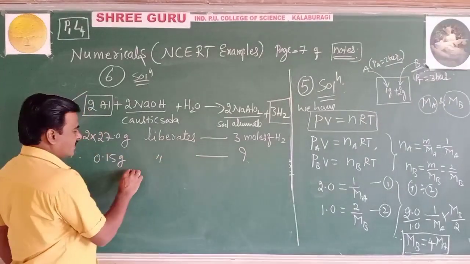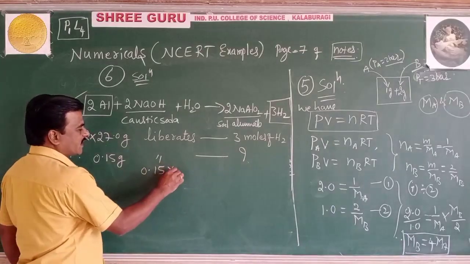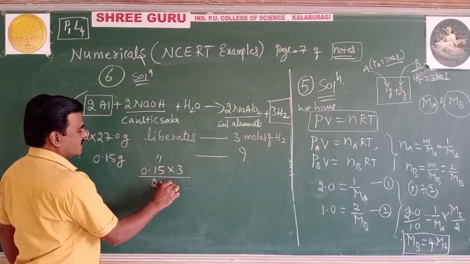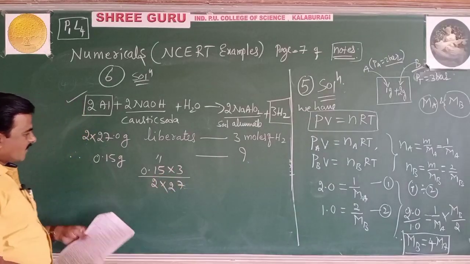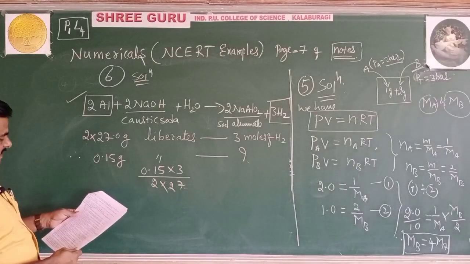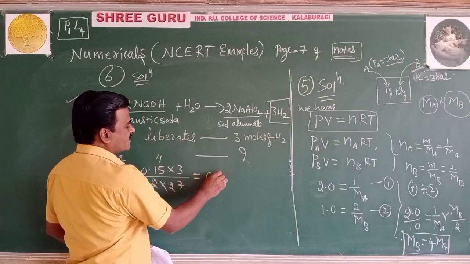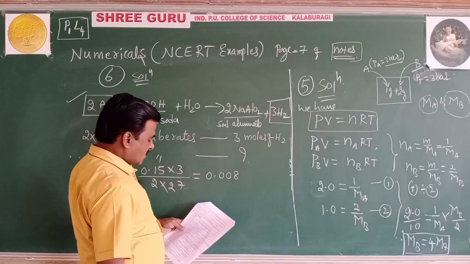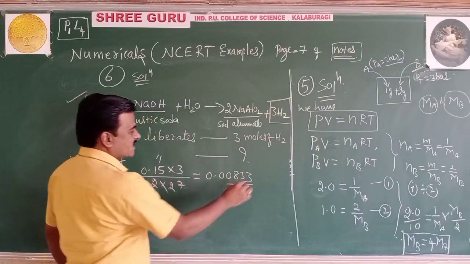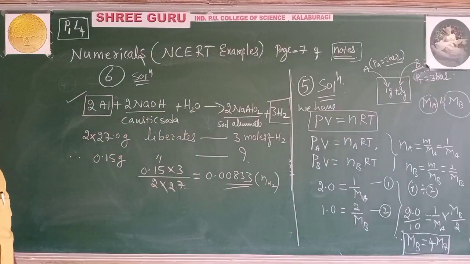First you calculate: 0.15 into 3 divided by 2 into 27. Isn't it? So that is going to give 0.00833. These are the moles. This is nothing but the number of moles of hydrogen.